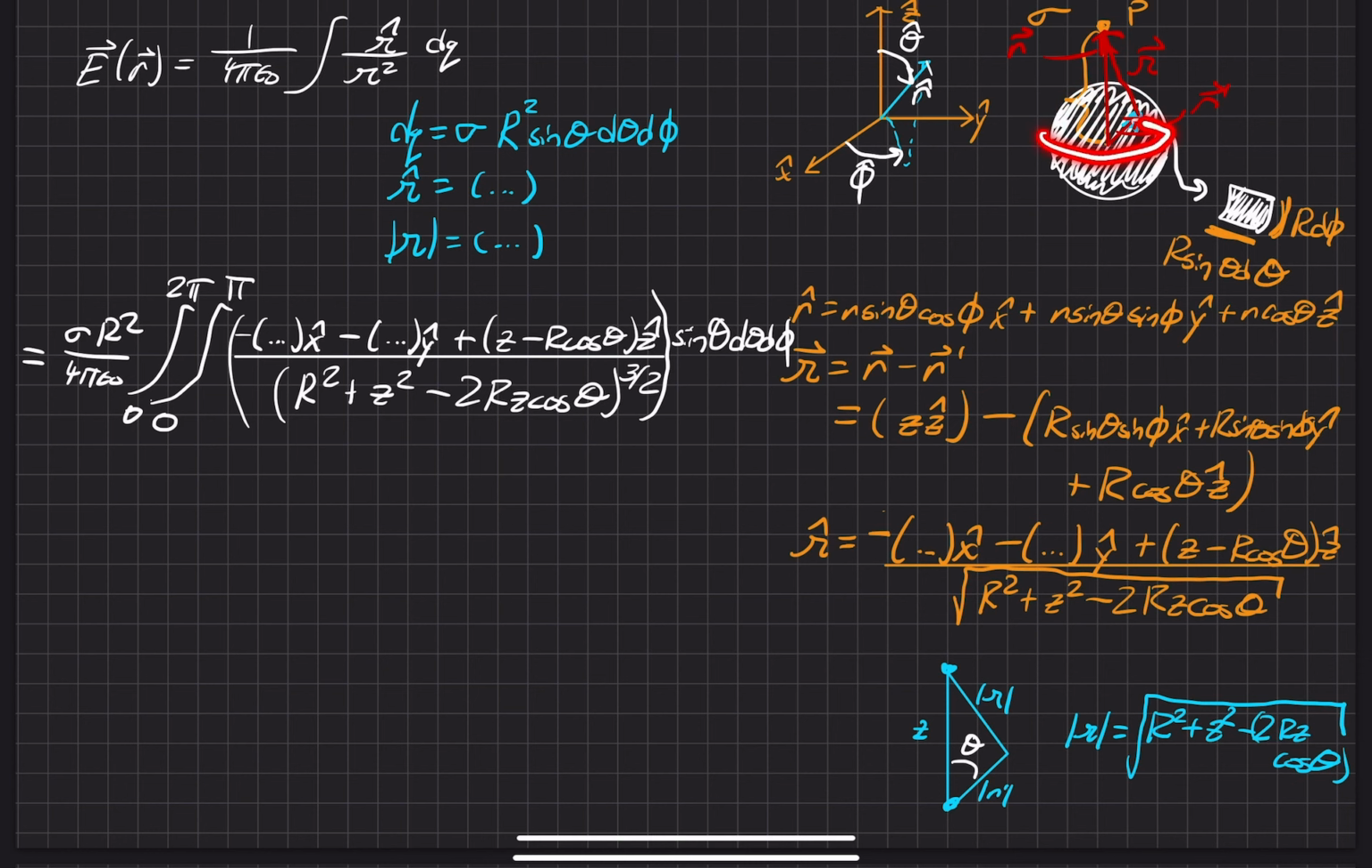And the same goes if we were able to spin this thing a little bit, we would also be able to see that from the y-hat direction.